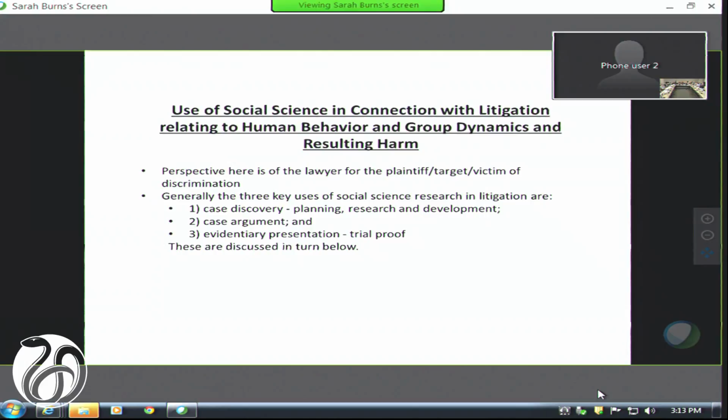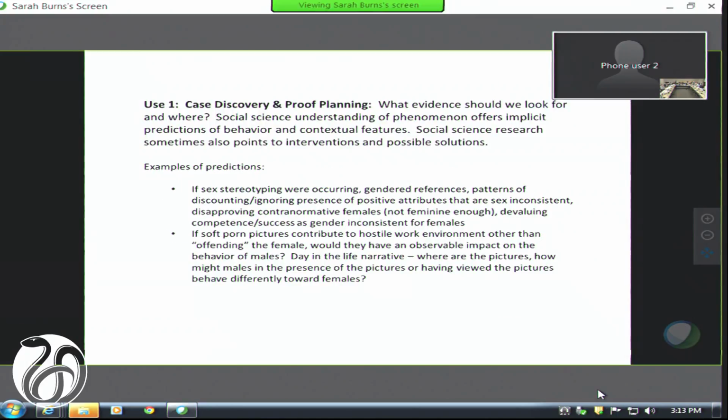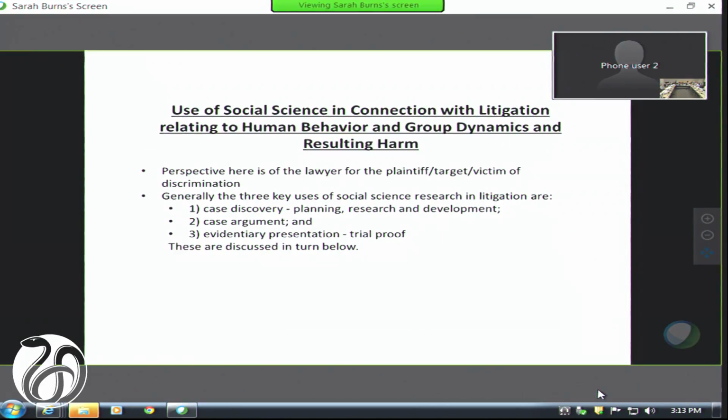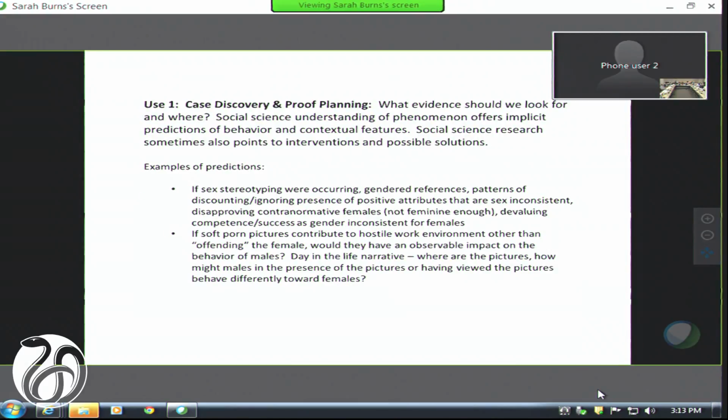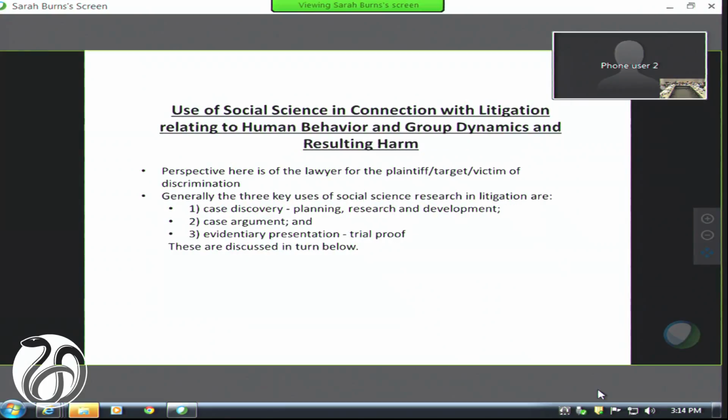So speaking now as a plaintiff's attorney representing the target or victim of discrimination, I actually find that social science has three uses, and they're all very powerful uses. So the first is in case discovery and case planning. In my experience, the social science actually points in the direction of things that we need to look for as lawyers in developing our cases. I also use the social science a lot in case argument, and by that I mean pleadings, briefing, presentation of opening, closing statements, and so forth.